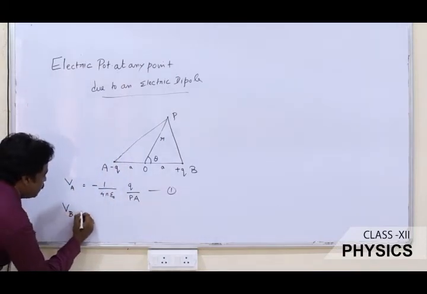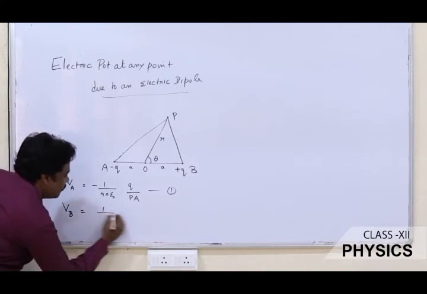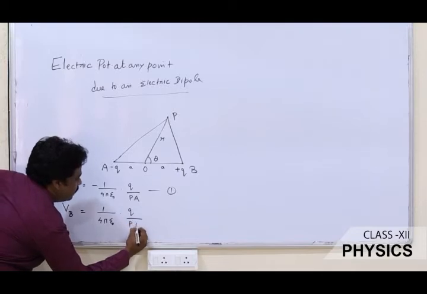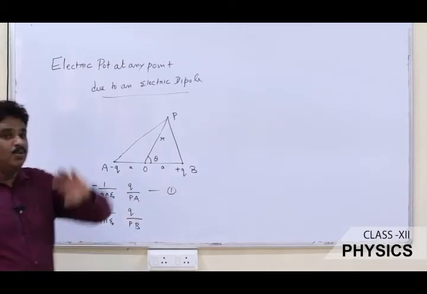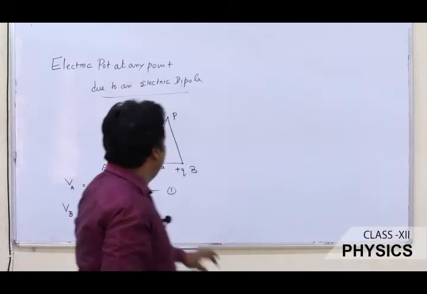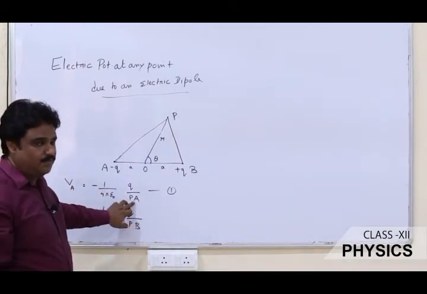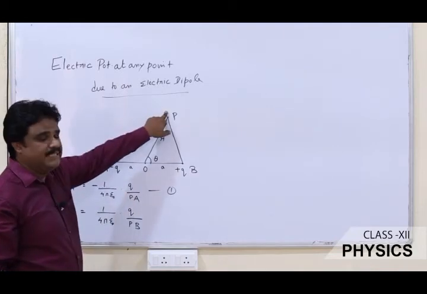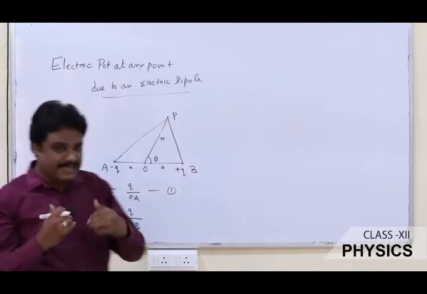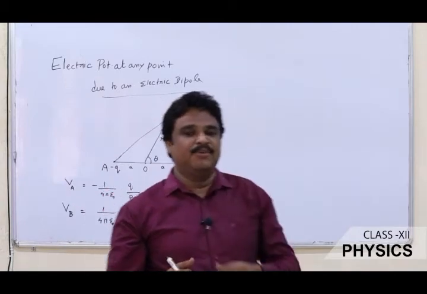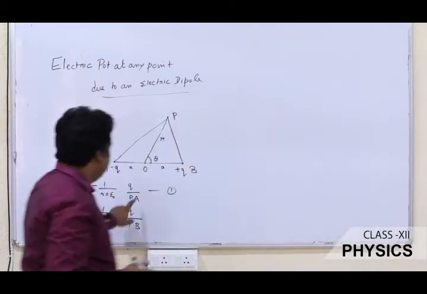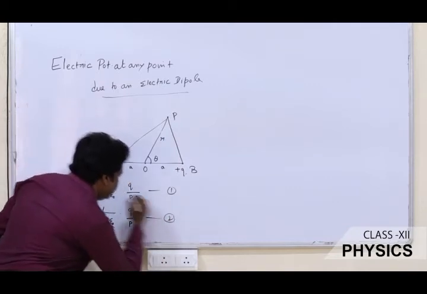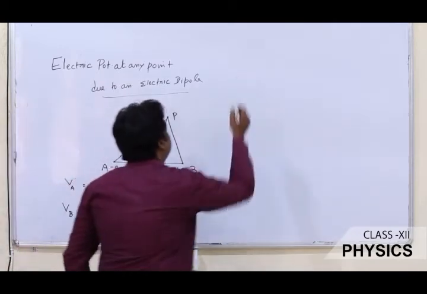Similarly, what is the potential at P due to the charge plus Q? It can be written as VB. It's a positive charge, so I can write it as 1 by 4 pi epsilon naught, Q by PB. Once again, PA and PB are equivalent to r in our formula. You should know this distance is from the charge to the observation point, and here it is PA and here it is PB. I'm going to mark it as equation number 2.